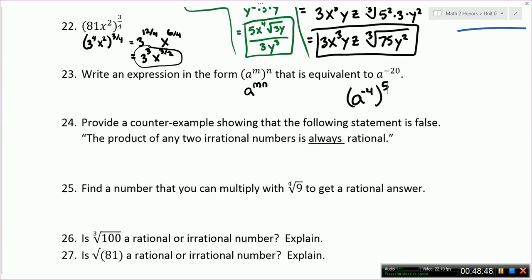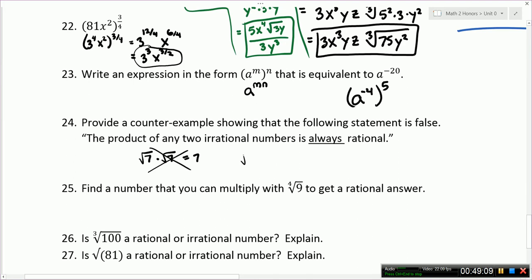another irrational number. So if I said like square root of 7, that's an irrational number, times the square root of 7, those are two irrational numbers. If I multiply them together, I end up with 7. That's rational. So that's not a counterexample. That's not what we're looking for.